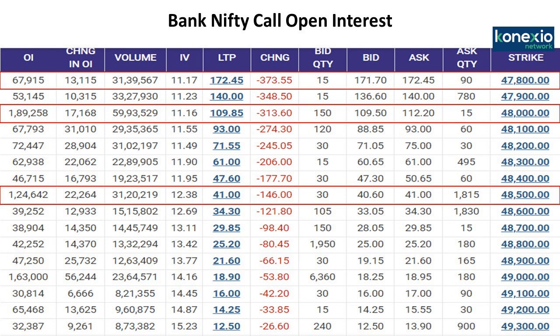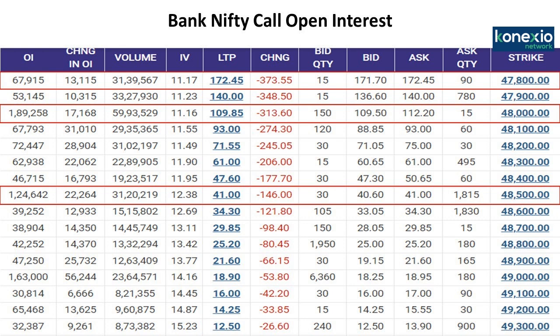That means the smart money is writing out of the money calls. That is a slightly weak signal at this juncture. Implied volatility is between 11.17 and 12.38. So definitely on an immediate basis, 47,800 could act as an immediate resistance.